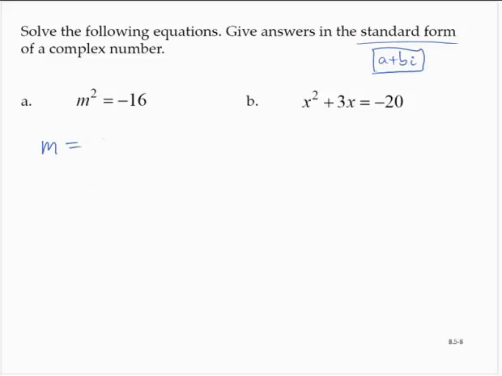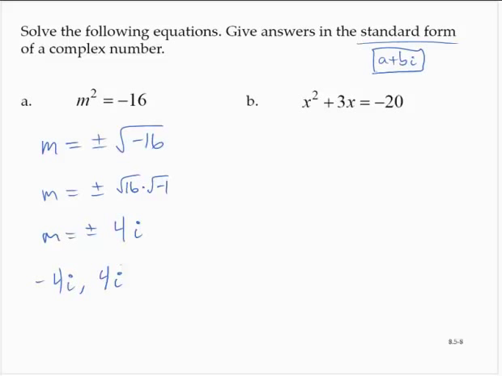So then m would equal plus or minus the square root of negative 16. Now the square root of negative 16, that's a square root of 16 and a square root of negative 1. So m would equal plus or minus 4i. So there are two solutions to this equation, negative 4i and positive 4i, and they are complex. They're in standard form because there's no real part.